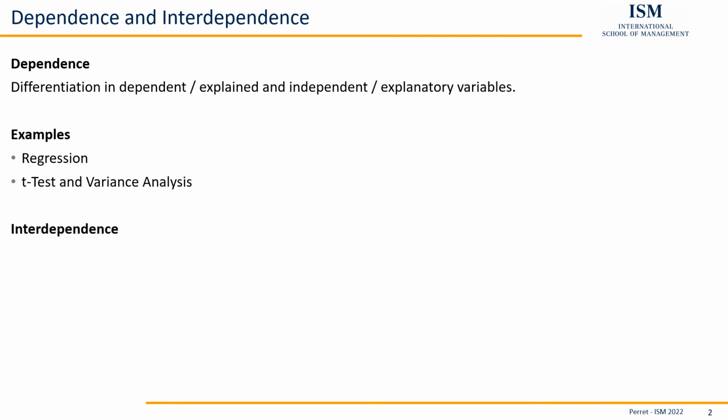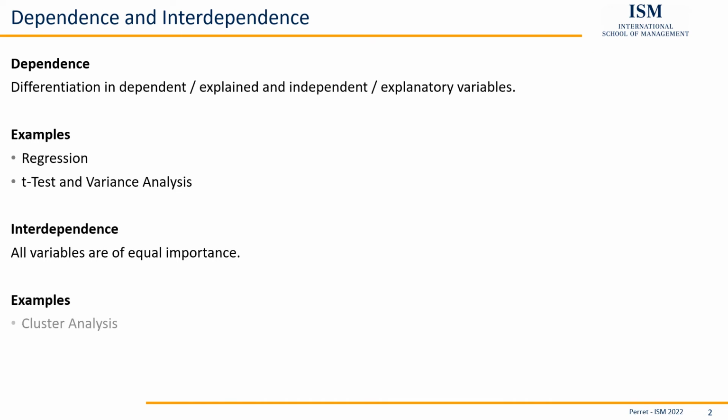With interdependence analysis, all the different variables are more or less similar, and it's about the relations of all of them at the same time. So all variables are of equal importance, and it's more about the general links, the general development of, for example, a network, which is the main concern here.